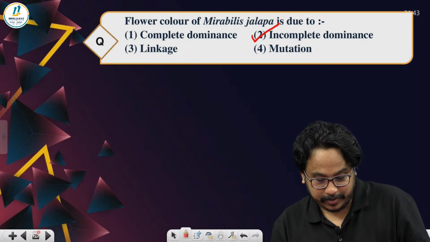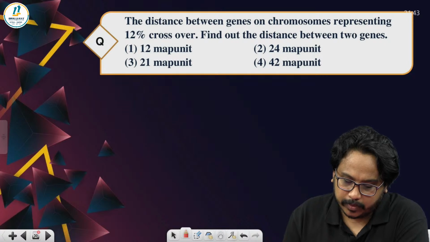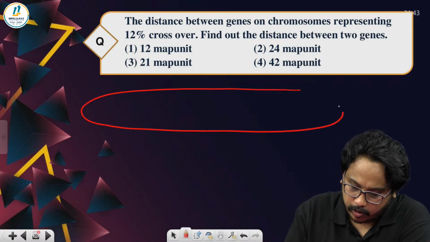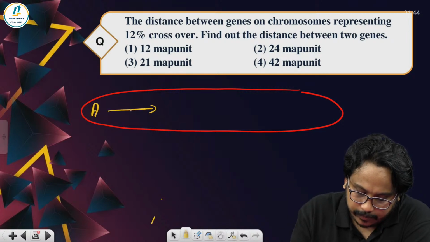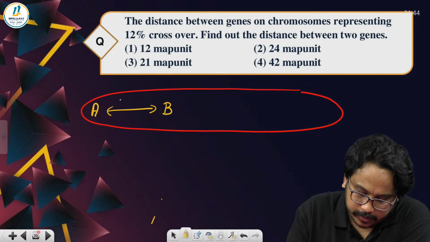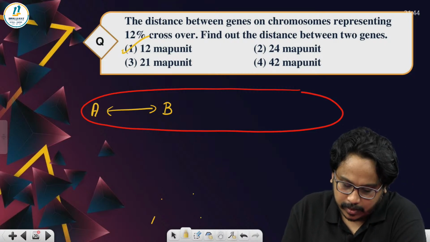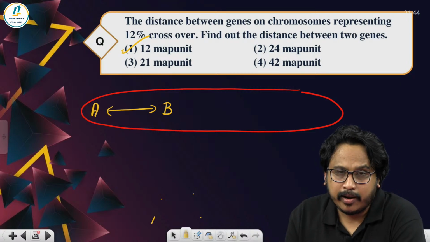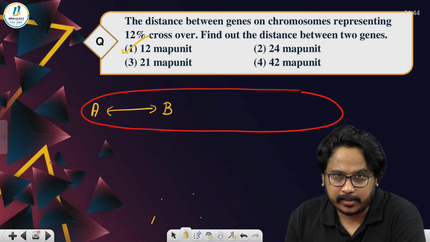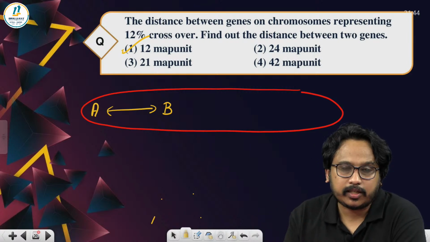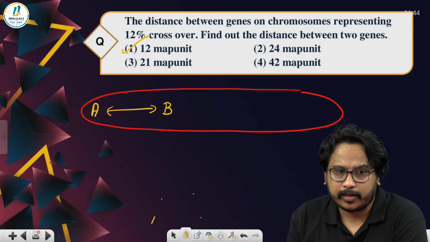Yes, snapdragon. Next one, distance between genes on a chromosome representing 12% crossover. So understand, in a chromosome, if the distance between two genes is 12%, they have 12 map units, because according to Thomas Hunt Morgan, percentage of recombination is directly proportional to the distance between the genes. So if two genes show this much percentage of new combination, understand that is the distance between them. This idea was used by Alfred Sturtevant.